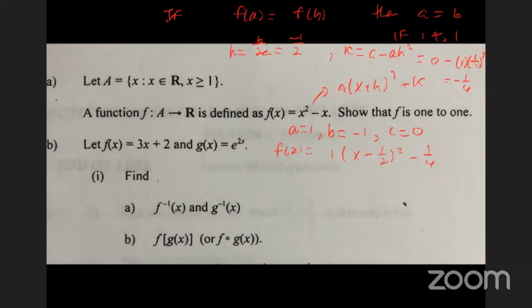So now we could find f of a. f of a is (a - 1/2) squared minus 1/4. And f of b is (b - 1/2) squared minus 1/4. Now we could use it, right? And see what will happen.